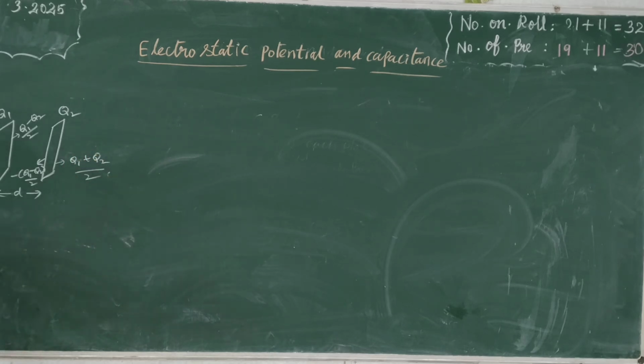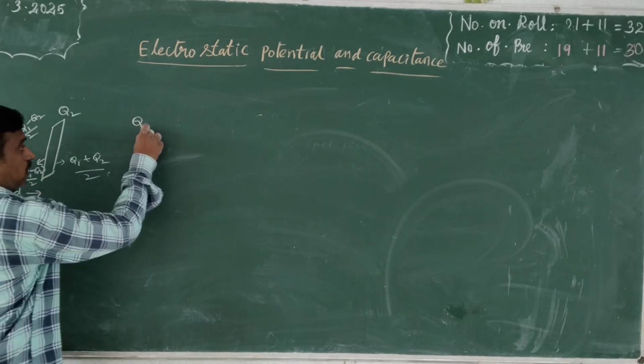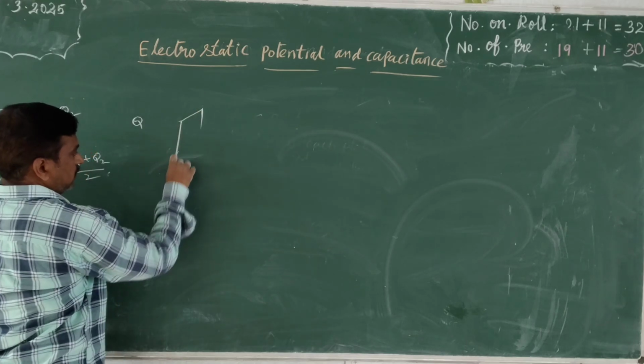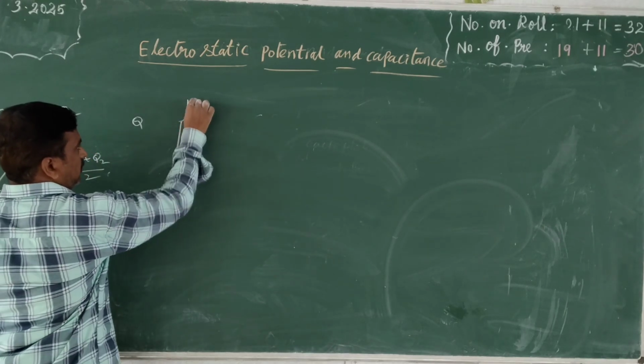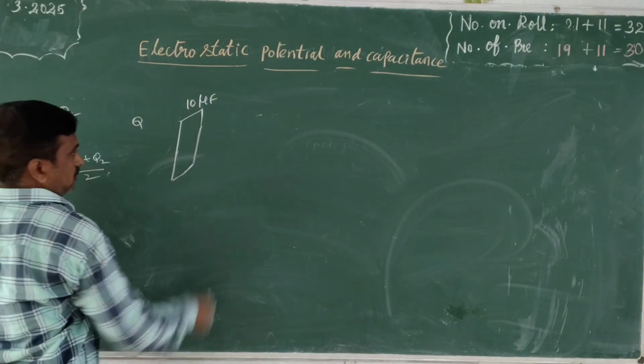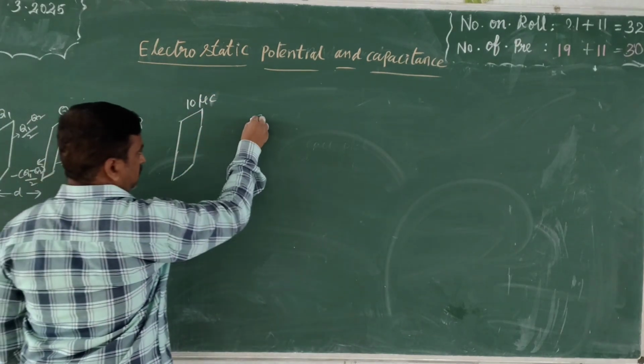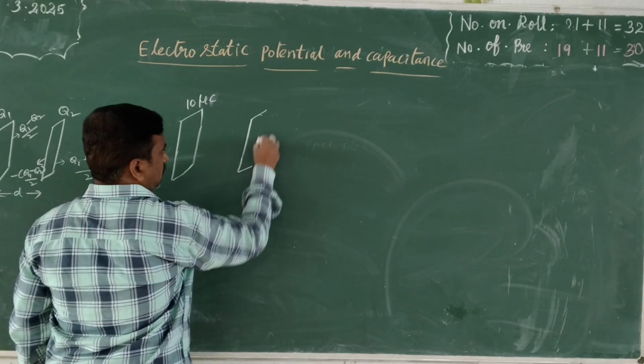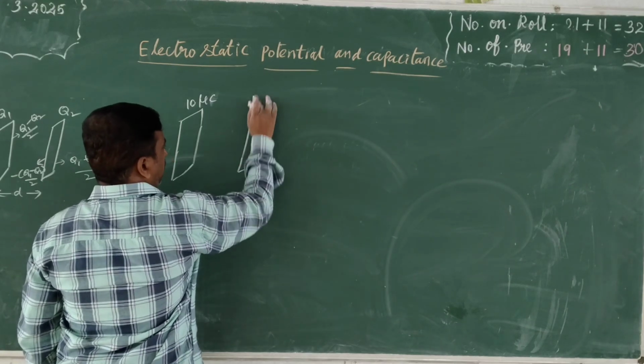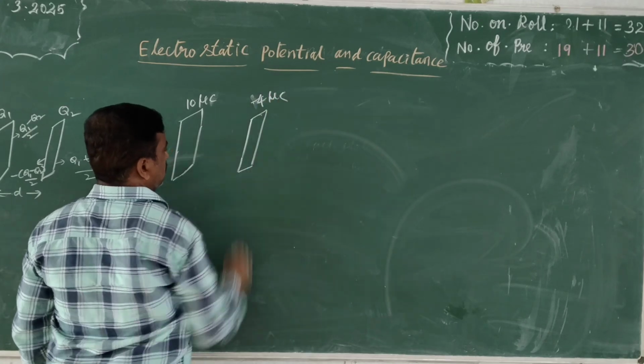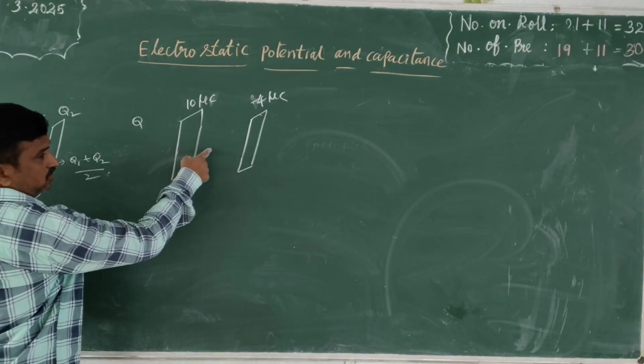This is the formula for when the plates have different charges. In that case, the charge on the inside face is q1 minus q2 by 2, here q1 plus q2 by 2, here minus of q1 minus q2 by 2, here q1 plus q2 by 2. For example, one problem we can do. See, this plate has a charge of 10 microcoulombs. Here one more plate has a charge of minus 4 microcoulombs. In this case, what is the charge on this face?